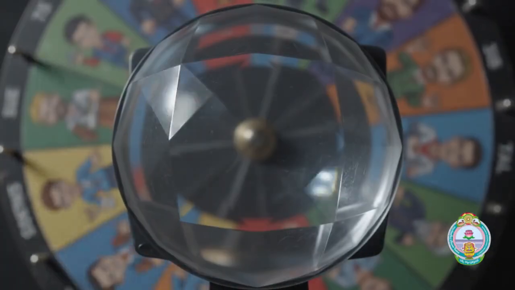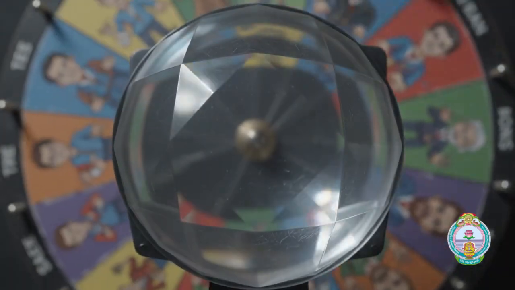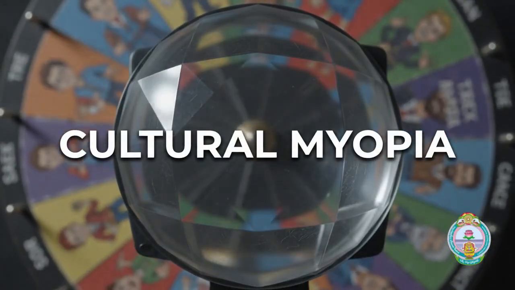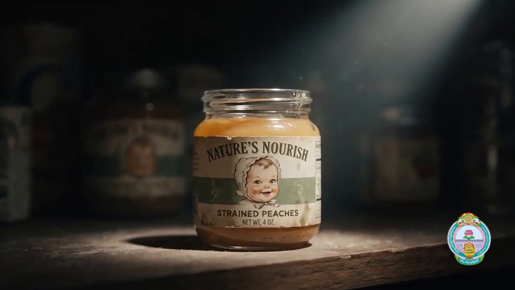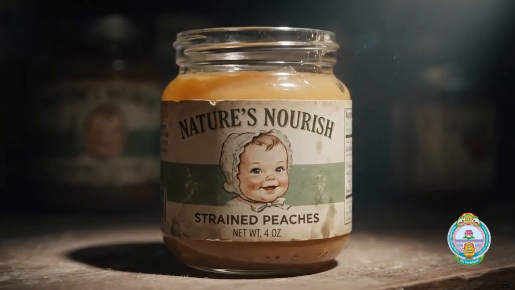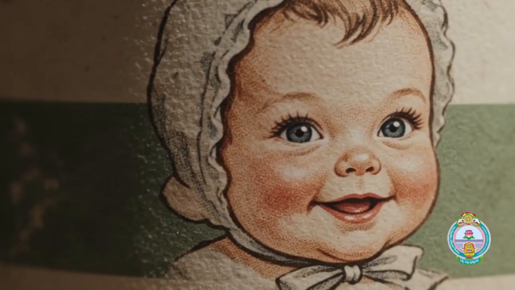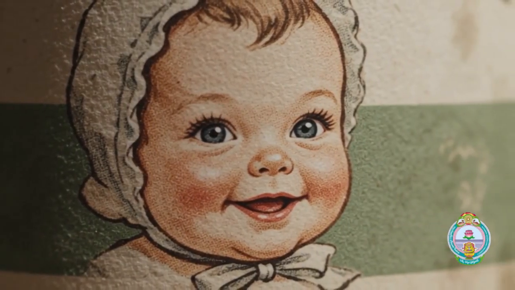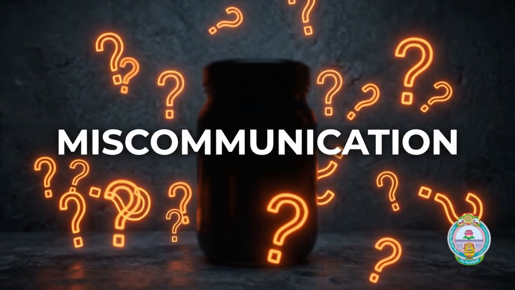Here's an impromptu classroom anecdote on what happens when you suffer from home country bias or cultural myopia. Years ago, an American baby food company tried to sell its products in Africa. They used the same packaging design, a jar with a picture of a smiling baby on the label.